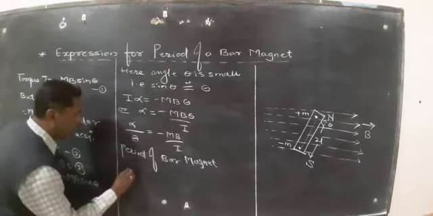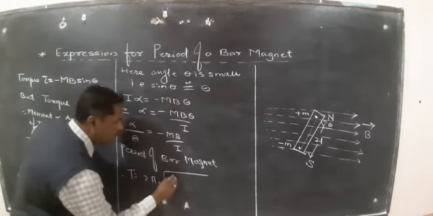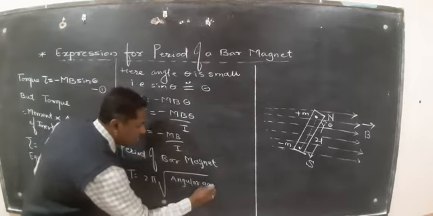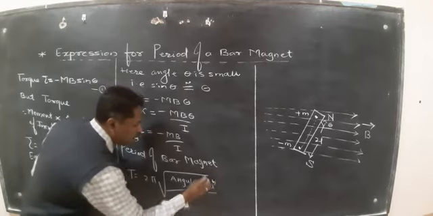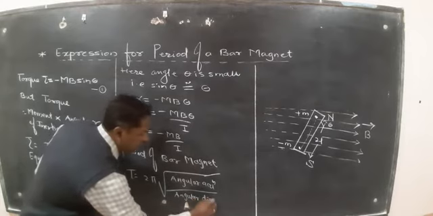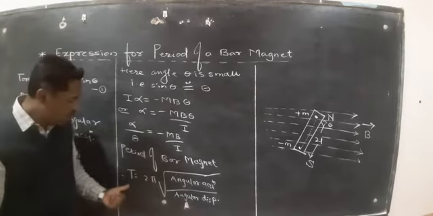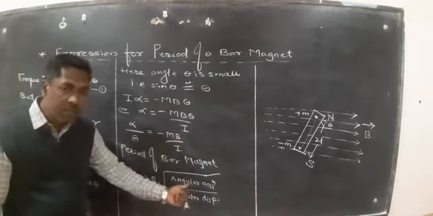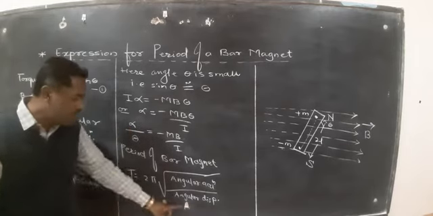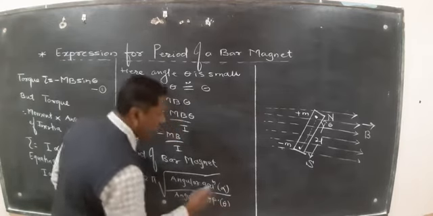Period of a bar magnet is nothing but T is equal to 2 pi under root angular acceleration per unit angular displacement. What do you understand by period of a bar magnet? It is T equal to 2 pi under root angular acceleration per angular displacement. What is angular acceleration? We have alpha. What is angular displacement? We have theta. So this is in brackets alpha, this is in brackets theta.